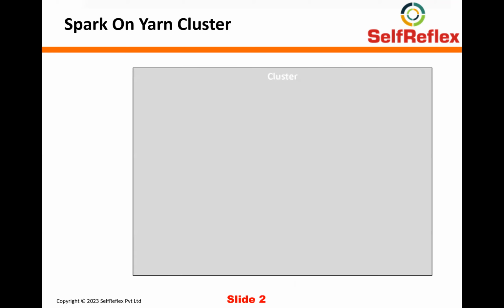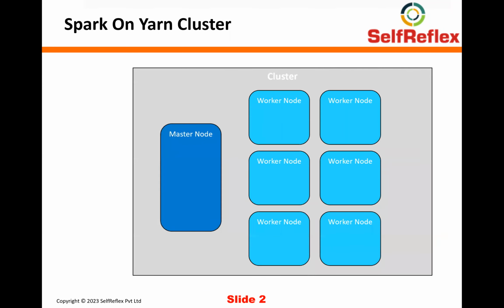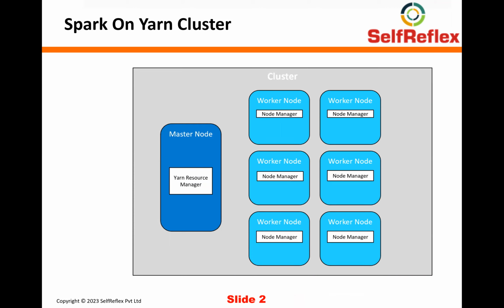Let's assume, to begin with, we have a cluster with a bunch of master nodes. It could be one or two or three, any number of master nodes, and a bunch of worker nodes. We have installed Yarn on this cluster, which means you'll have a Yarn resource manager running on the master node and a bunch of node managers running on the worker nodes. So this is how Yarn works. So far, nothing about Spark.